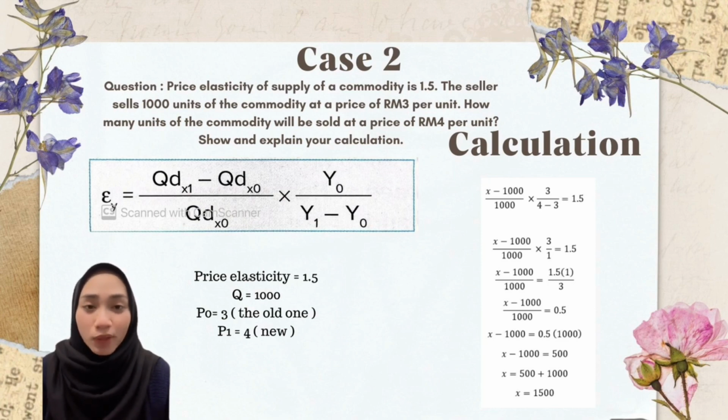1.5 times 1 divided by 3, so we get 0.5. After that, 0.5 we times 1,000, so the total is 500. 500 add 1,000 and the final answer for this question will be 1,500. That's all from me for case 2.